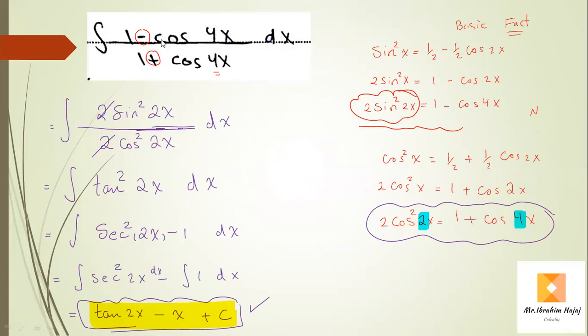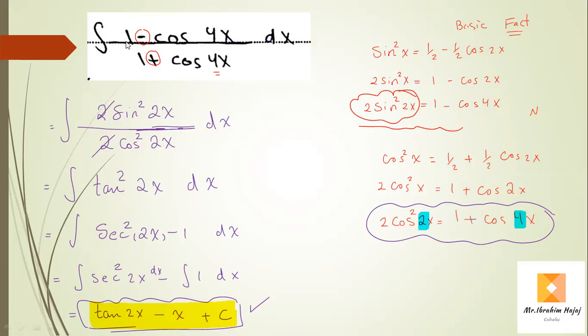This one, 1 minus cosine 4x over 1 plus cosine 4x. Based on the fact that sine squared x is 1/2 minus 1/2 cosine 2x, if we multiply the whole equation by 2, it gives 2 sine squared x equals 1 minus cosine 2x. Multiplying half by 2 is 1, and multiplying the other half by 2 is also 1 cosine 2x. So we can simply replace 1 minus cosine 2x by 2 sine squared x.